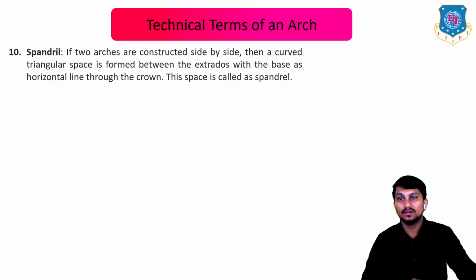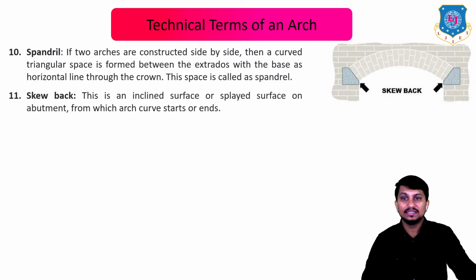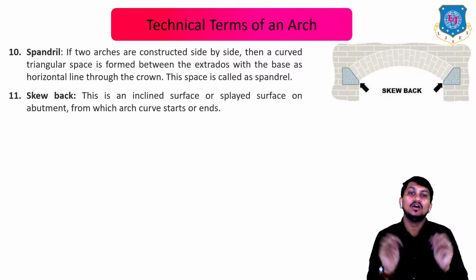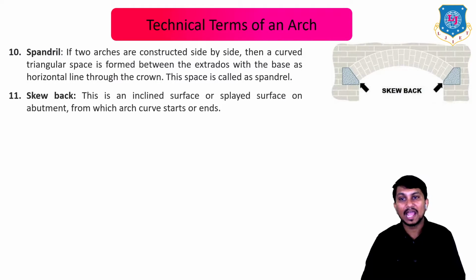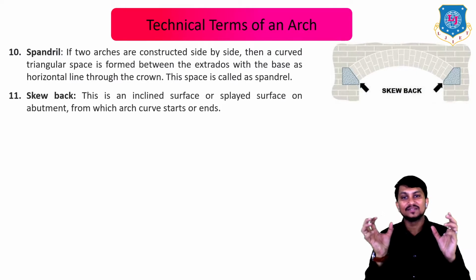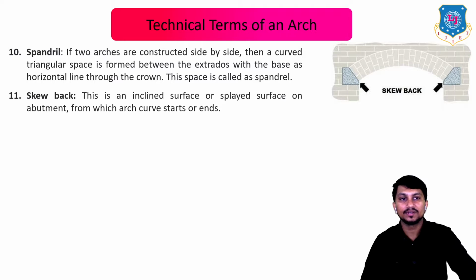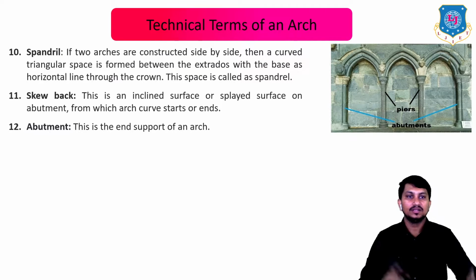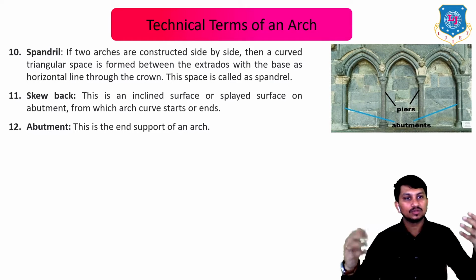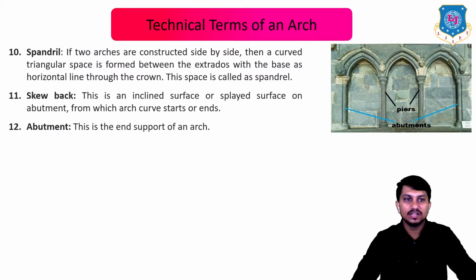Next is skewbacks. This is an inclined or splayed surface on the abutment from which the arch curve starts or ends. This inclined surface is called the skewback. After the skewback, the first voussoir, which is called the springer, is there. Next is abutment. This is the end support of an arch, or you can say one type of column of the arch, and is called an abutment.